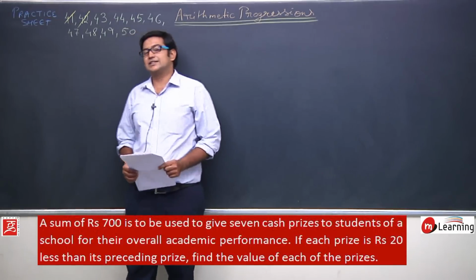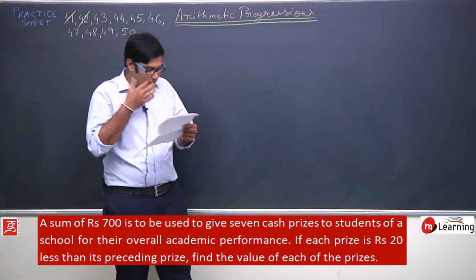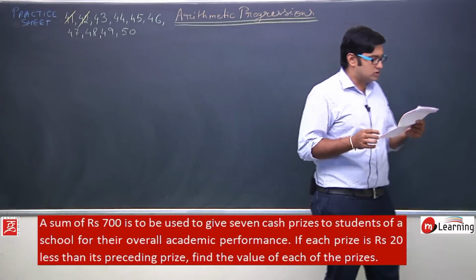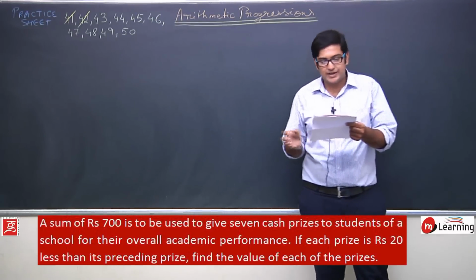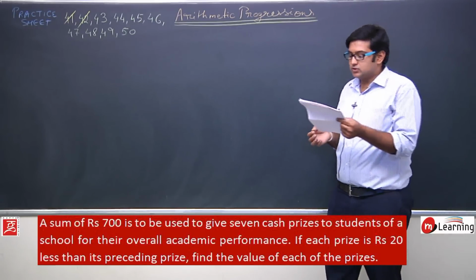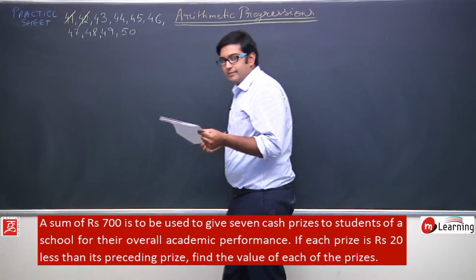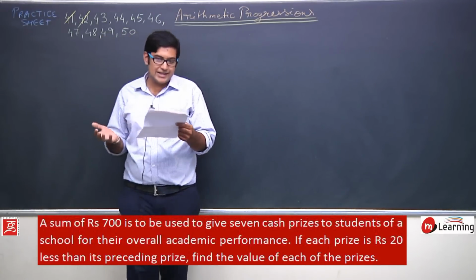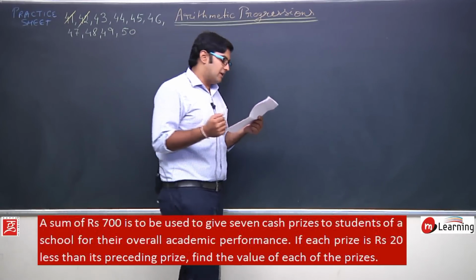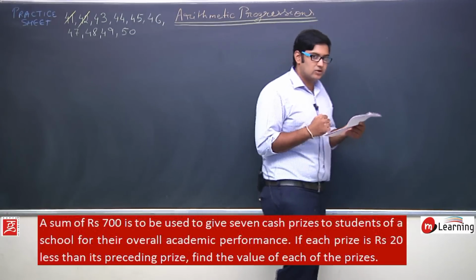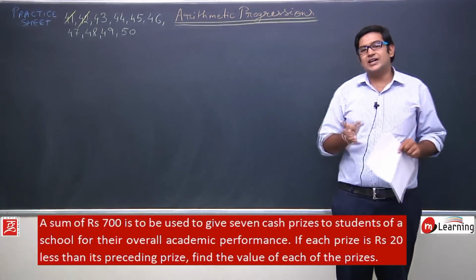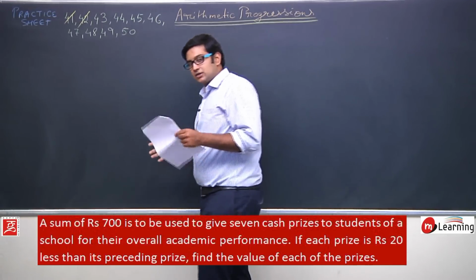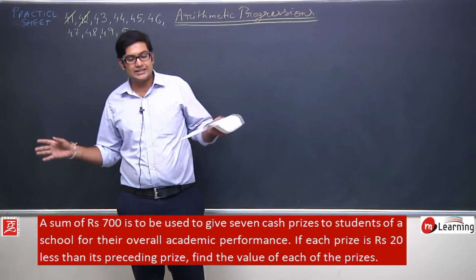Okay, now let us discuss question number 43. Question number 43 says, a sum of rupees 700 is to be used to give 7 cash prizes to students of a school for their overall academic performance. If each prize is 20 rupees less than the preceding prize, find the value of each of the prizes. Okay, so it says that the school authority has 700 rupees and they need to distribute it to 7 different students as cash prizes.